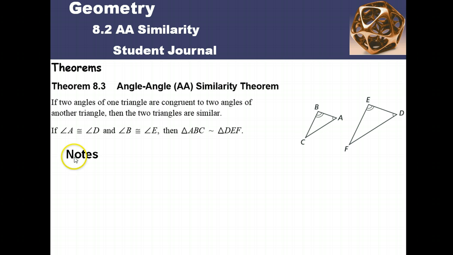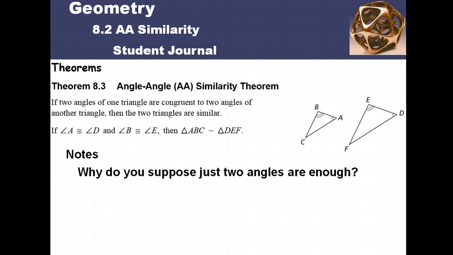So next we have the angle similarity theorem, and we're given that angle A is congruent to angle D. So right here, angle A is congruent to angle D, and angle B is congruent to angle E. So we have two pairs of congruent angles, so I can say that ABC is similar to DEF by the angle similarity theorem. So why do you suppose just two angles are enough?